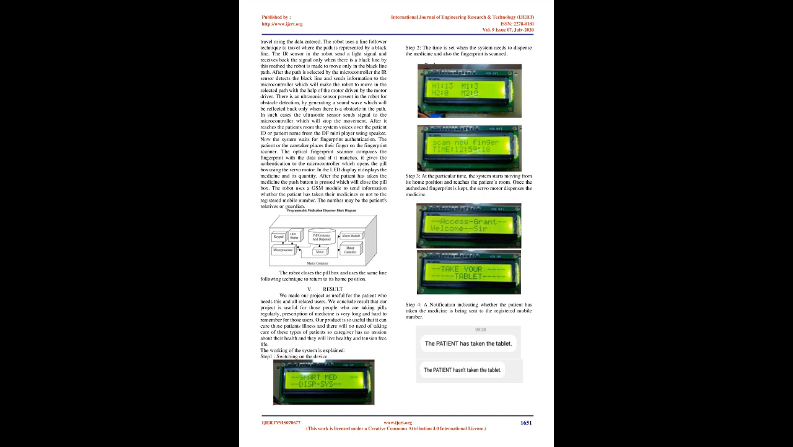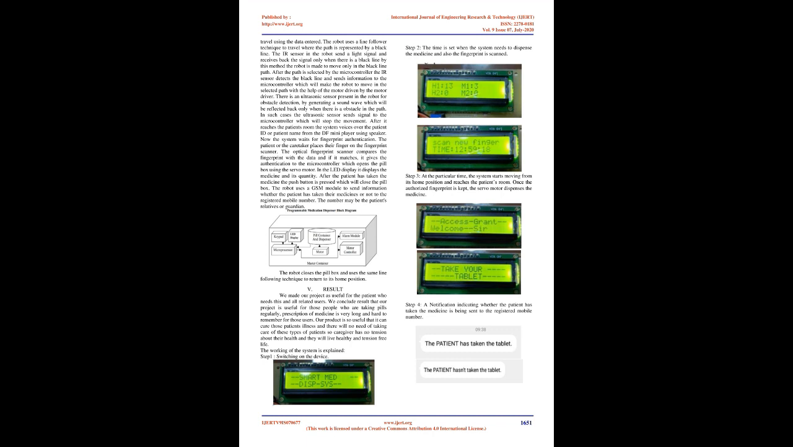The robot waits in its home position till the time arrives to deliver the medicines to the patient in their respective room. Using the real-time clock (RTC) module, the microcontroller checks if the time has arrived, and once the time arrives, the microcontroller selects the path in which the robot has to travel using the data entered.